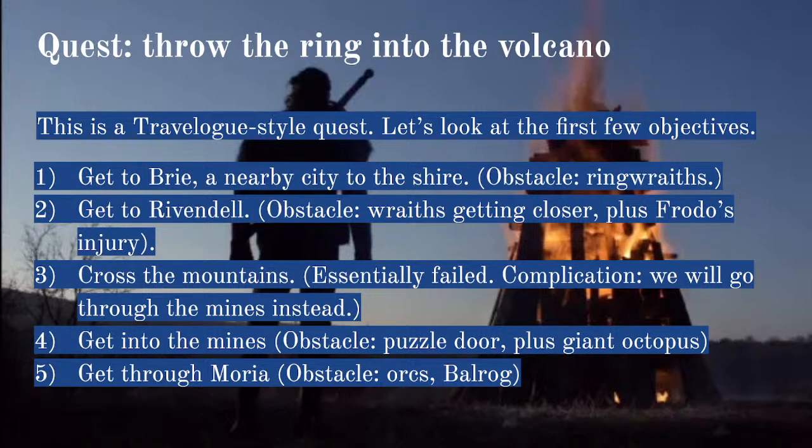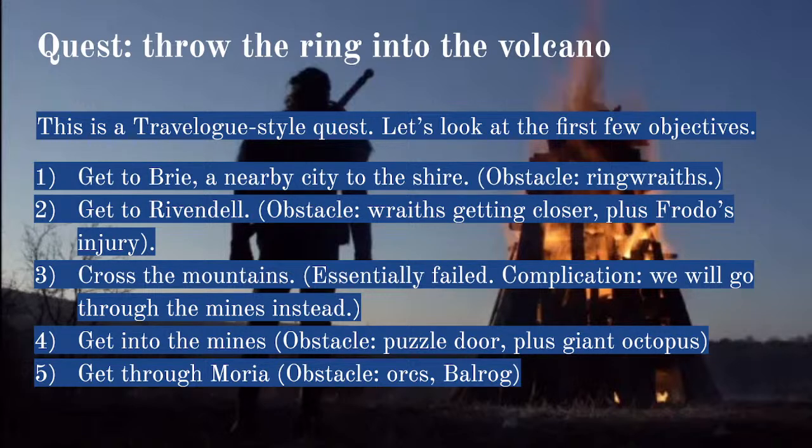So let's look at the first few objectives. Our overall goal is throw the ring into the volcano. Objective 1, get to Bree, a nearby city to the Shire. The obstacle, there are ring wraiths that are after our characters. So Frodo has to avoid being caught by these murder ghosts on his way to this city.